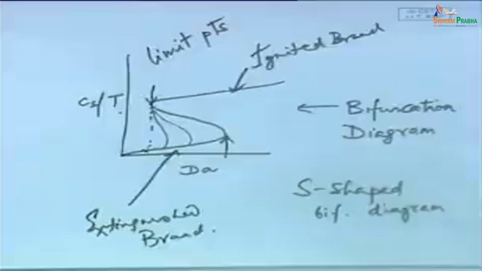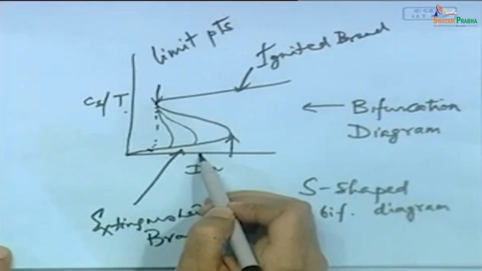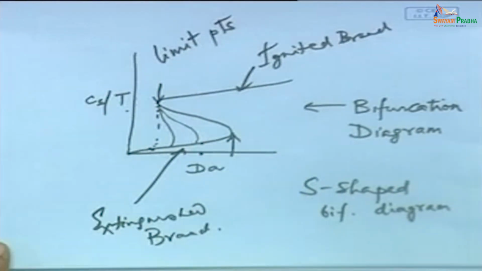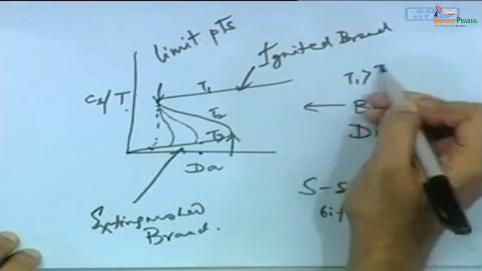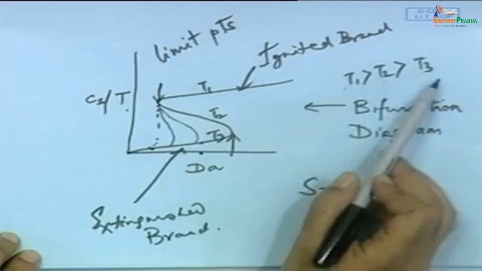In a CSTR, for any particular Damkohler number, you can have 3 different concentrations or temperatures. This is temperature. At this particular Damkohler number, you have temperature 1, 2 and 3. That is one possibility. The second possibility is that within the same CSTR, these 3 temperatures coexist. So one possibility is that the entire CSTR exists at temperature T1 or T2 or T3, with T1 being greater than T2 being greater than T3.